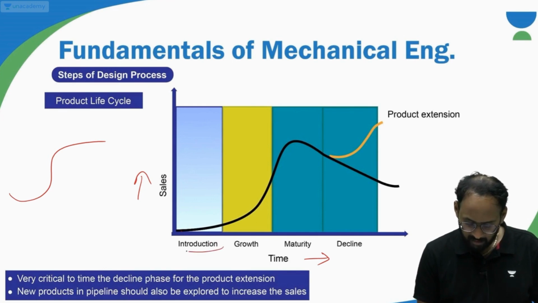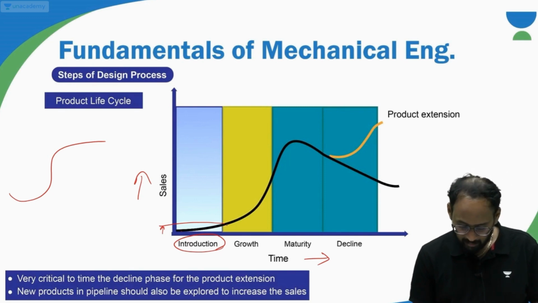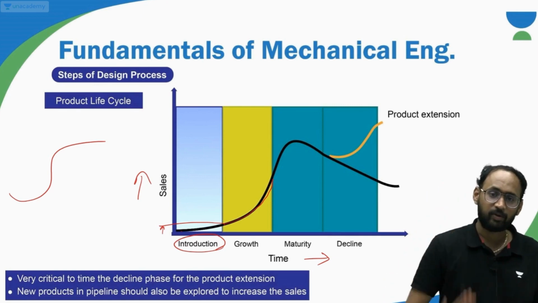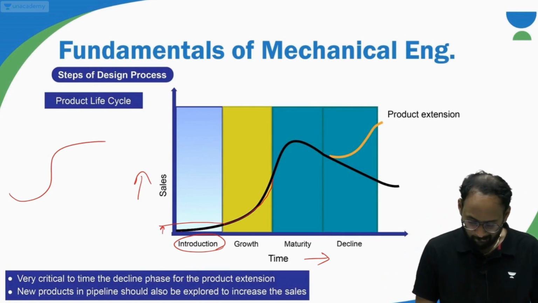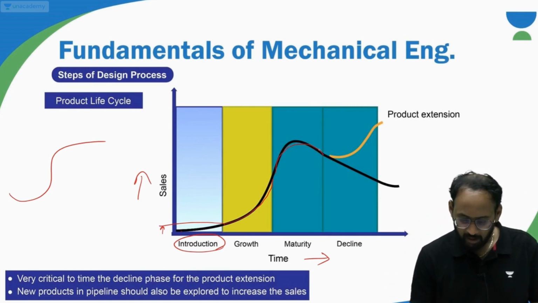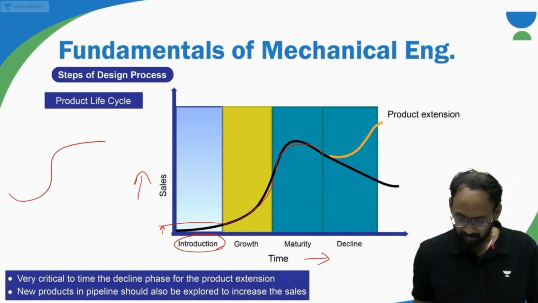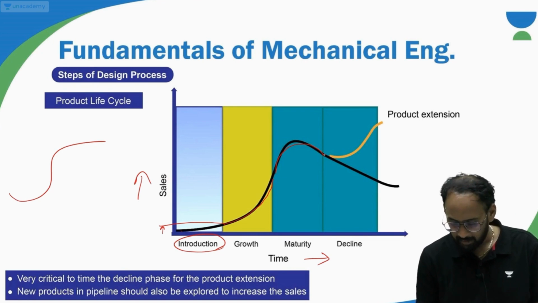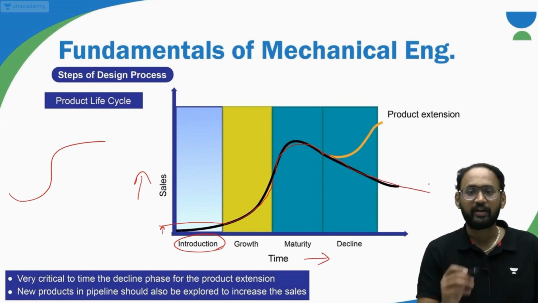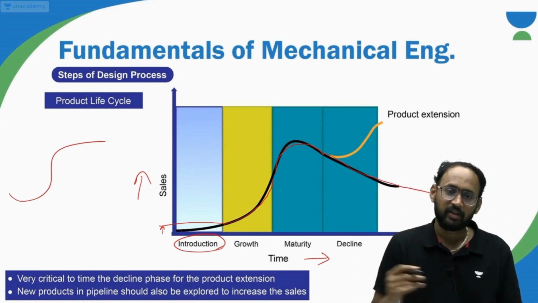At the initial stage you have an introduction phase, wherein your sales is less. Then it gets into a growth phase where your sales is going to increase exponentially. Then it reaches a maturity or a kind of saturation over the course of time, and then the product eventually dies down, or the sales declines. This is how it is.